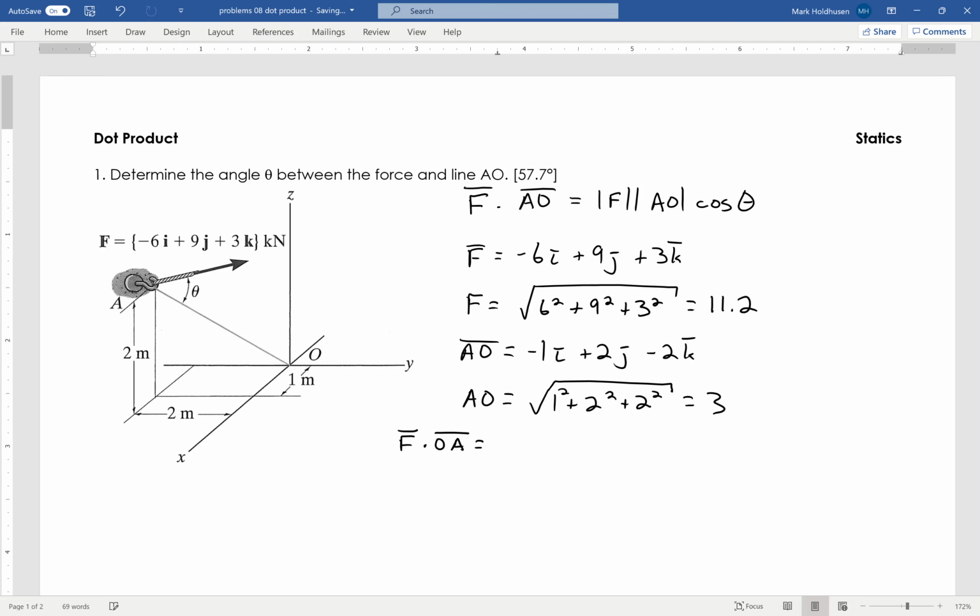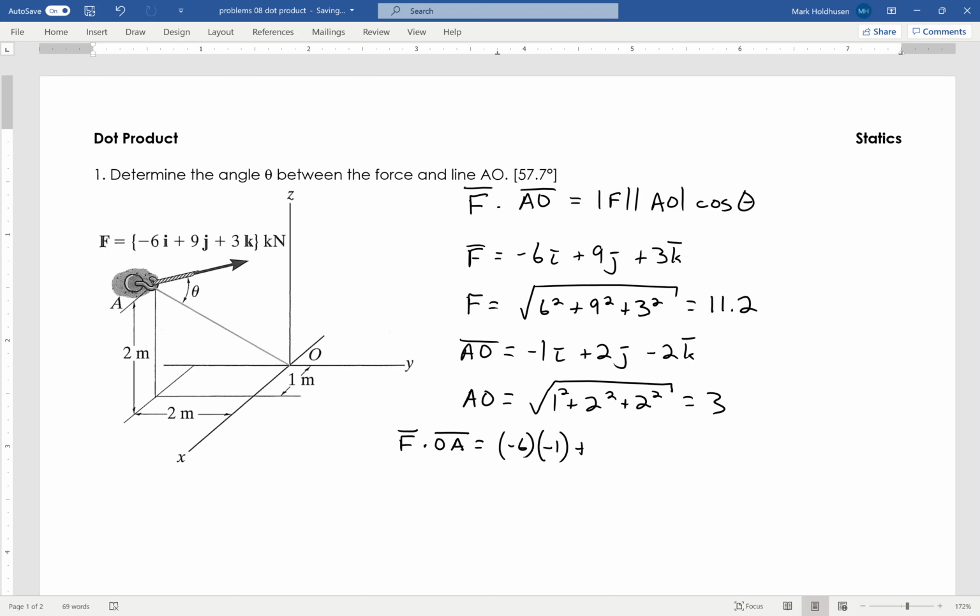And what we do with the dot product is we multiply the i's together, the j's together, and the k's together, and then add them up. And again, what we get is just a scalar value. Okay, so we're going to take negative 6 times negative 1, right? Those are the two i values. Okay, keep track of your signs on this one.